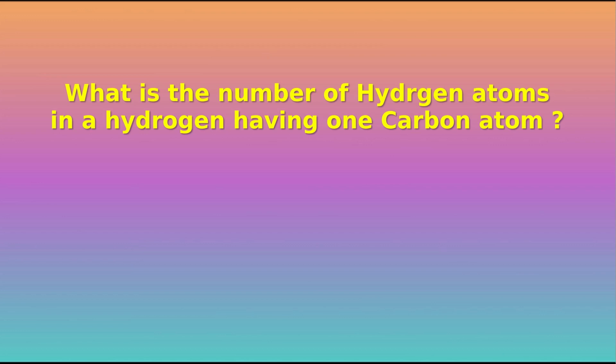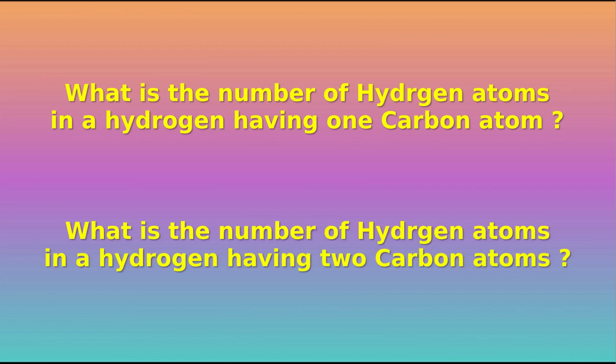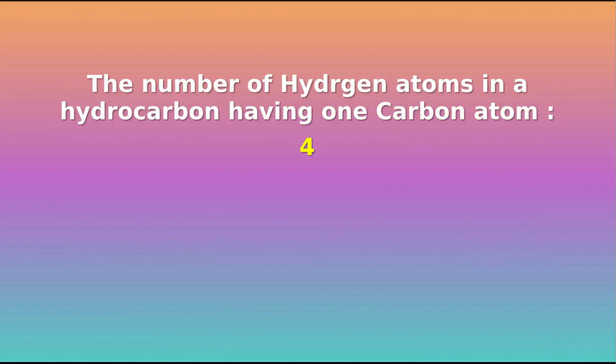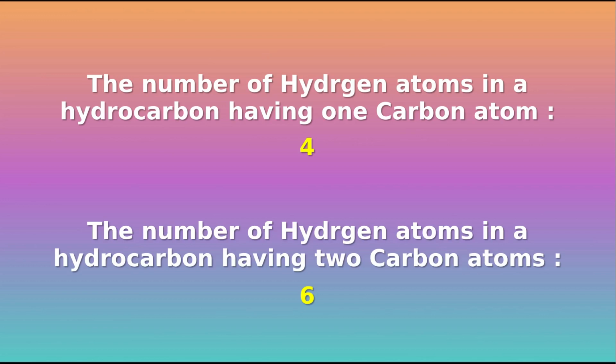What is the number of hydrogen atoms in the hydrocarbon having 1 carbon atom? What is the number of hydrogen atoms in a hydrocarbon having 2 carbon atoms? The number of hydrogen atoms in a hydrocarbon having 1 carbon atom is 4. The number of hydrogen atoms in a hydrocarbon having 2 carbon atoms is 6.